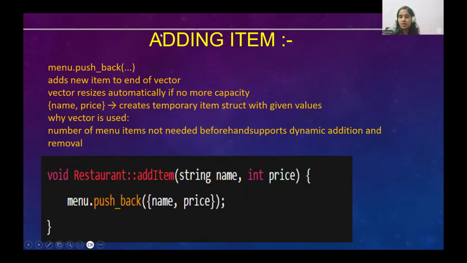Now, we will be adding items to the menu. So we will be using a function, void Restaurant addItem, along with the name and the price. We have used menu push_back here because it will be adding a new item to the end of the vector. Vector resizes automatically, so there are no capacity limits. So why are we using vector here? Because the number of menu items is not known beforehand, and dynamic addition and removal takes place.